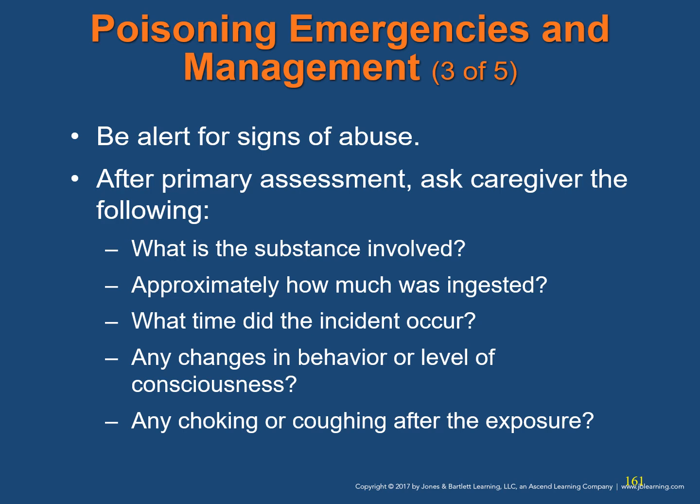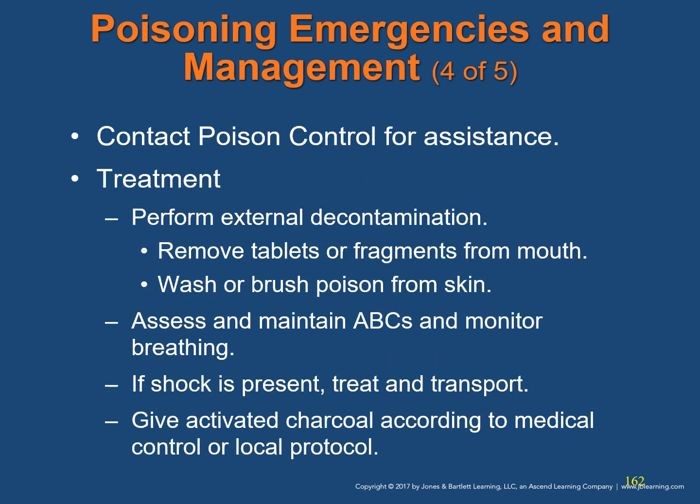After you have completed your primary assessment, ask the parent or caregiver follow-up questions. What is the substance or substances involved? Approximately how much of the substance was ingested or involved in the exposure? What time did the incident occur? Are there any changes in behavior or level of consciousness? Was there any choking or coughing after the exposure? Contact poison control for assistance in identifying poisons.